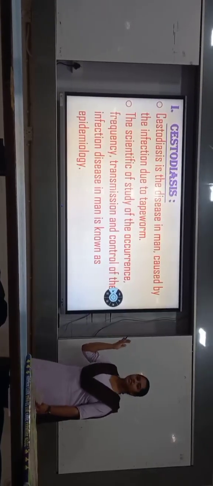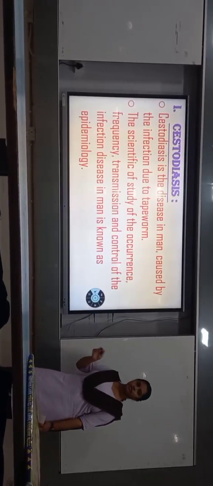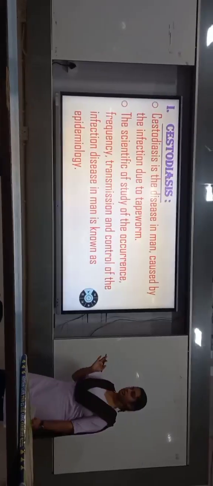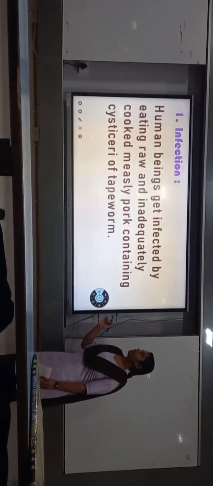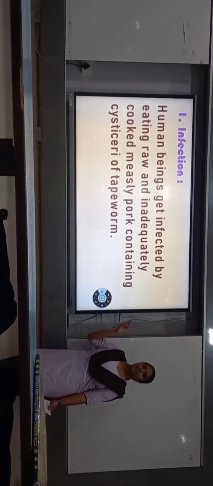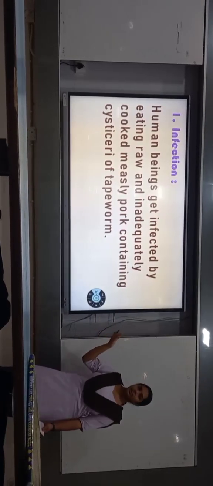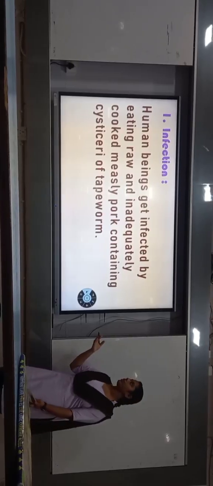Now what is taeniasis? Taeniasis is a disease in man which is caused by the infection due to the tapeworm. The scientific study of the occurrence, transmission and control of disease is known as epidemiology. Now infection. How does this infection occur in man? When the human being consumes infected pork by eating inadequately cooked pork containing the cysticerci or the tapeworm, the human being is infected by this.